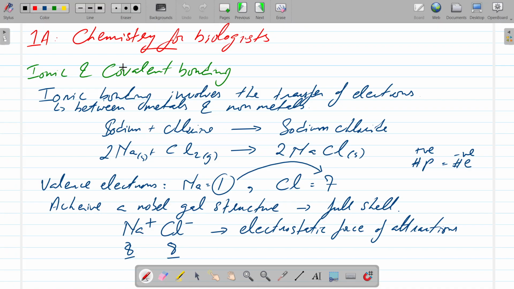So the chapter we covered was 1A, Chemistry for Biologists, and it covers the very basic concept of ionic and covalent bonding. Ionic bonding is the transfer of electrons between the atoms of elements and usually occurs between metals and non-metals. We give the example of sodium and chlorine, and how sodium transfers its outermost electron to chlorine, achieving a noble gas structure, and how chlorine accepts that one electron, achieving a noble gas structure as well.